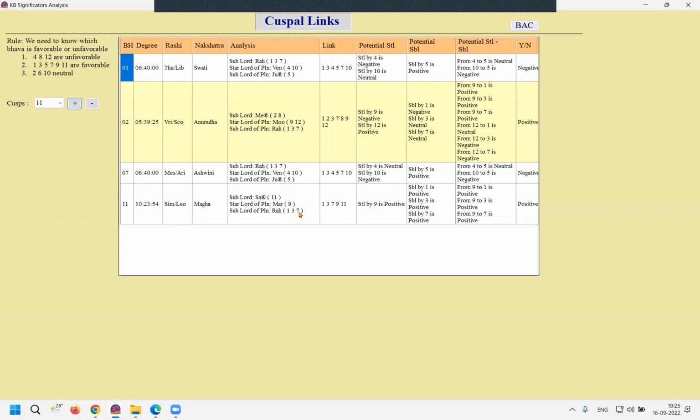Because Rahu is signifying 1, 3, and 7, we will take up each of the houses. So sublord by 3 again is positive. If we count from 11 to 3, 11, 12, 1, 2, and 3, it gives you the fifth house. That is again favorable. Similarly, the sublord by seventh house is again positive. If we see from 11 to 7, that means 11, 12, 1, 2, 3, 4, 5, 6, 7, ninth house. So again, the ninth house is positive.